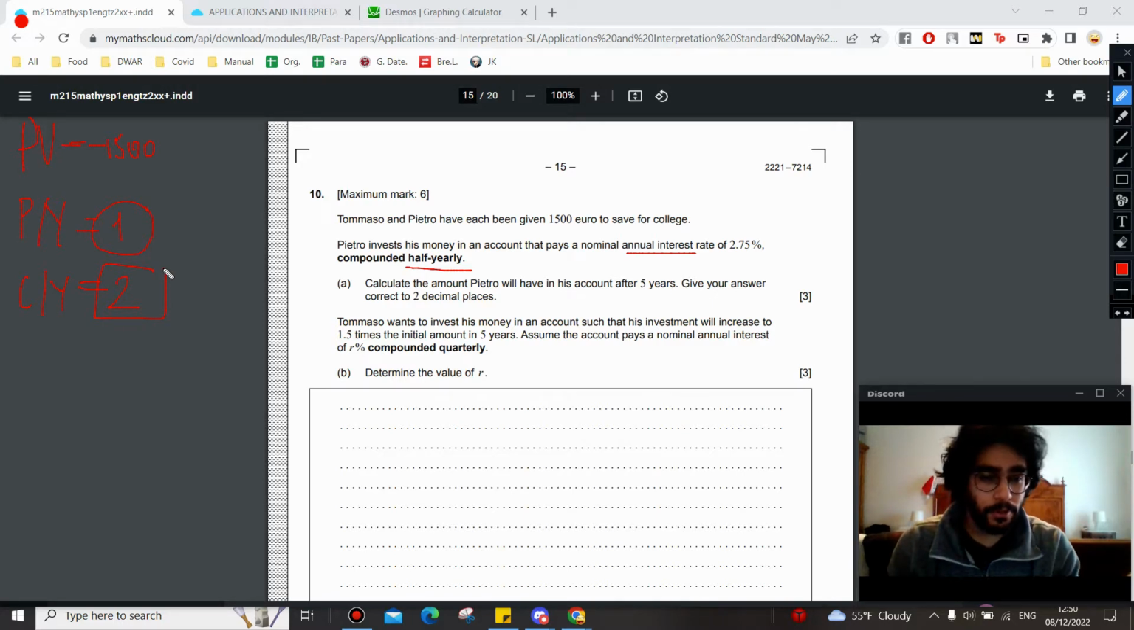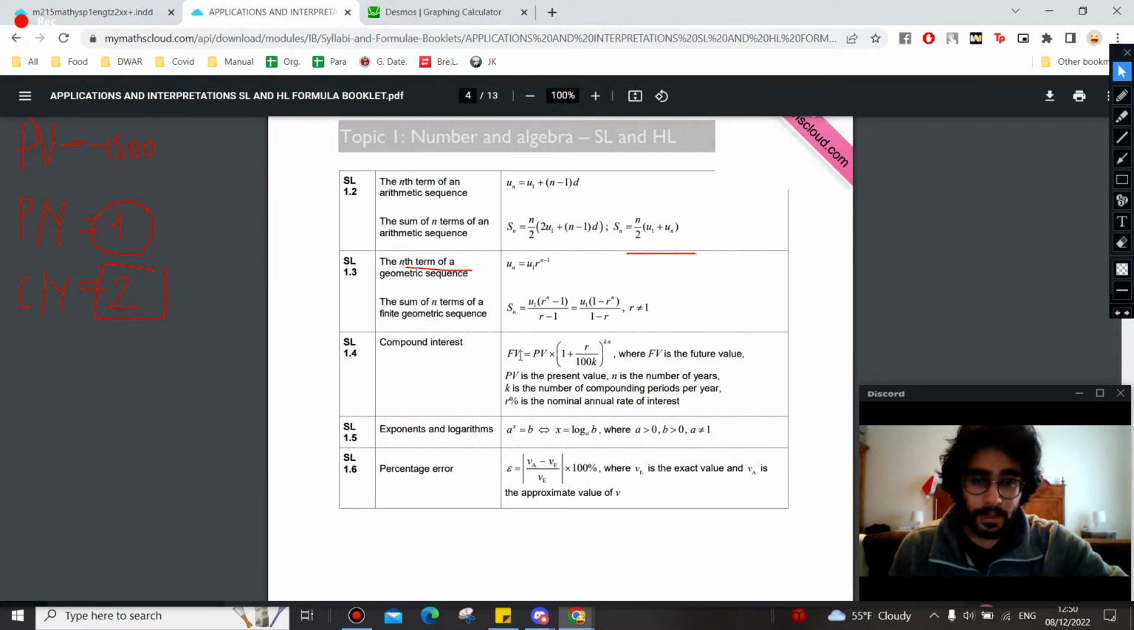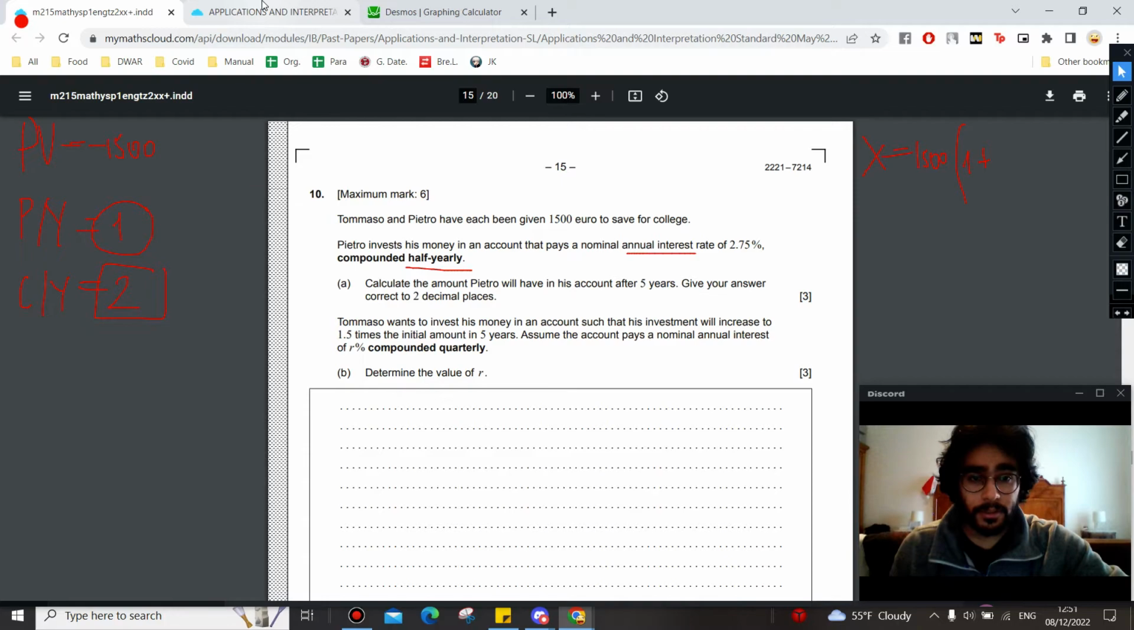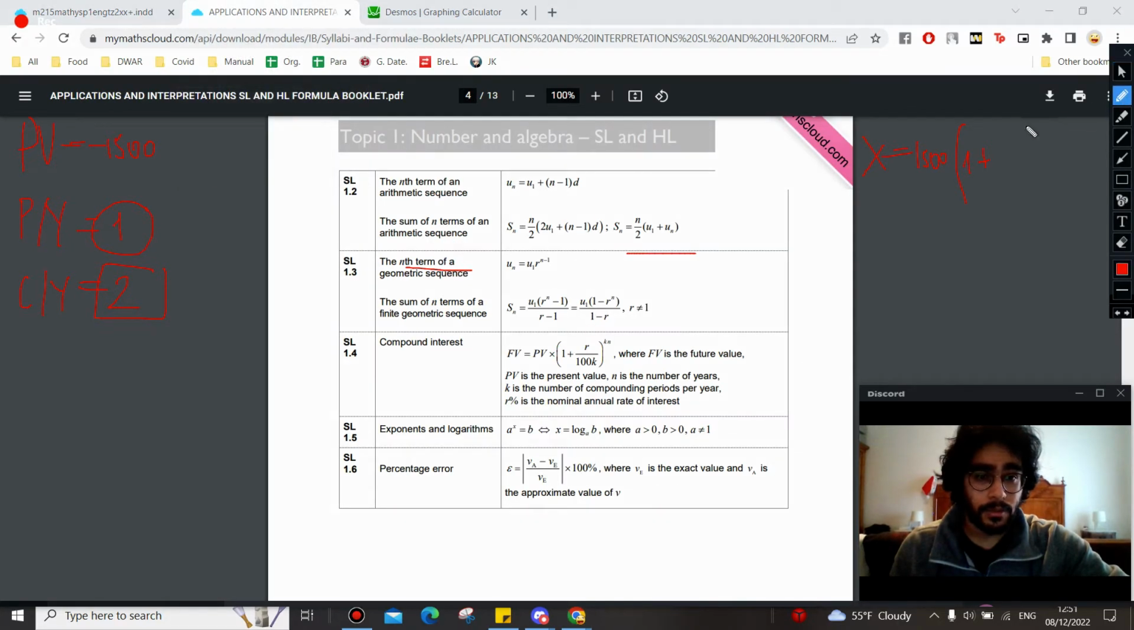Now I will solve this by using the formula. Future value is equal to present value times (1 plus r divided by 100k) to the power of k times n. Future value is what I want to find, I will call it x. Present value is equal to 1,500. R is my interest rate, the nominal annual rate of interest, which is 2.75.